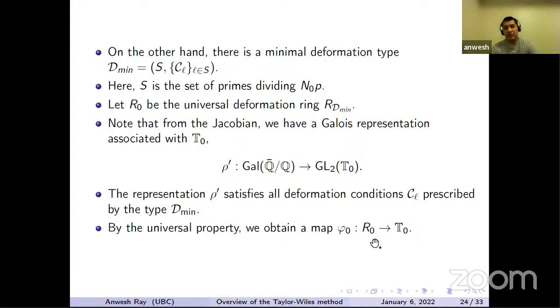Let's call this map phi naught. So we get a map from R naught to T naught, which recovers this representation rho prime after specialization. This is the map phi naught at the minimal level. And now the objective is to show that this map is an isomorphism. Once you show that this map is an isomorphism, then one can establish modularity. Of course, one has to show this map is an isomorphism for all other levels as well. But right now, let's talk about the minimal level.